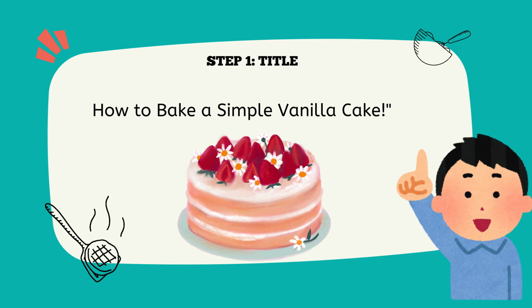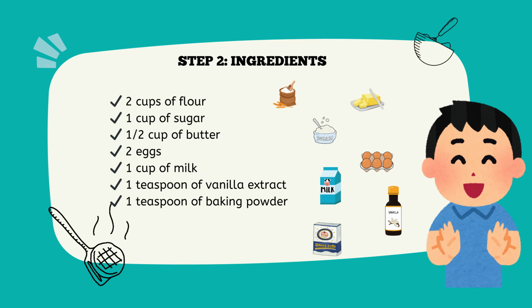Step 1. Title. Every procedural text needs a title to tell us what we are making. Our title is How to Bake a Simple Vanilla Cake. Step 2. Ingredients. Before we start, we need to gather our ingredients. Here's what we need. 2 cups of flour, 1 cup of sugar, 2 cup of butter, 2 eggs, 1 cup of milk, 1 teaspoon of vanilla extract, 1 teaspoon of baking powder.